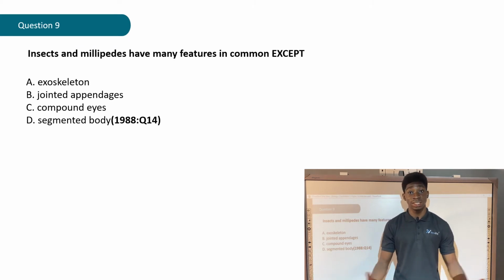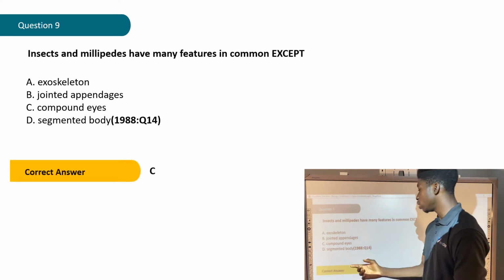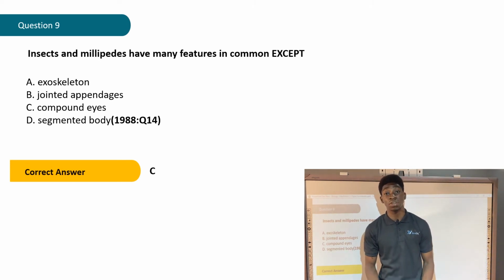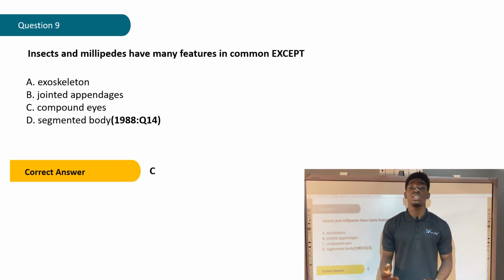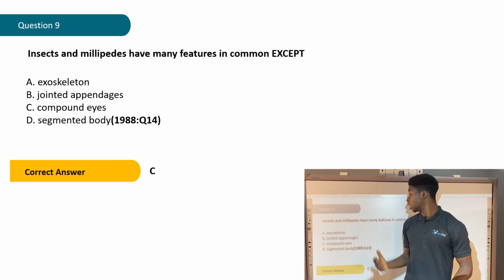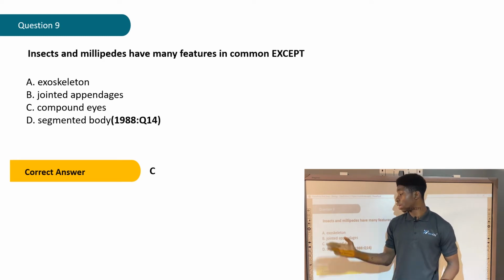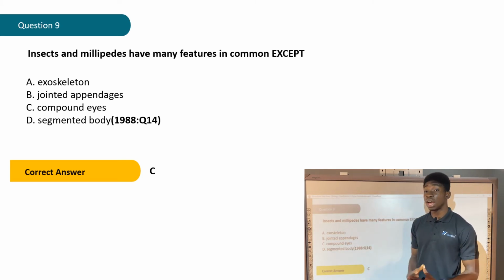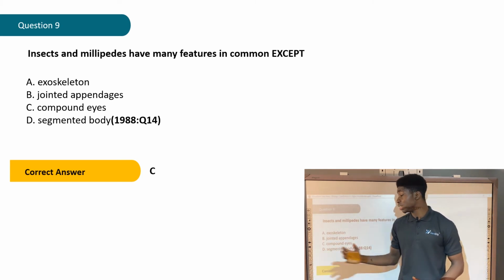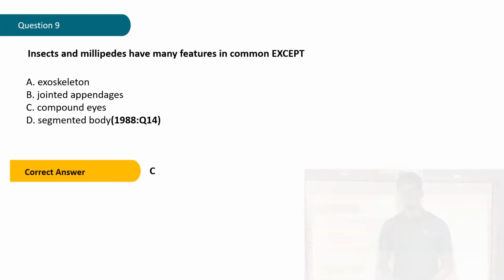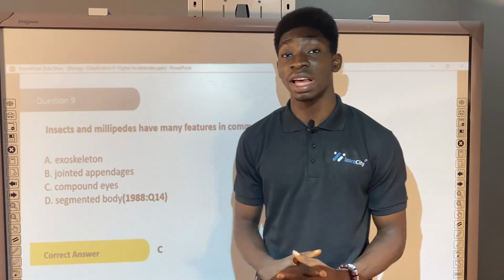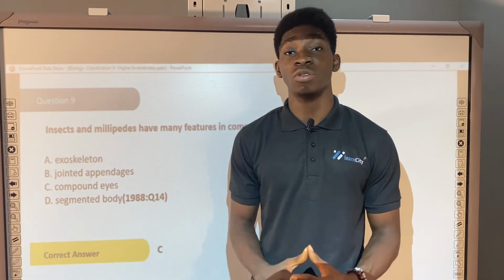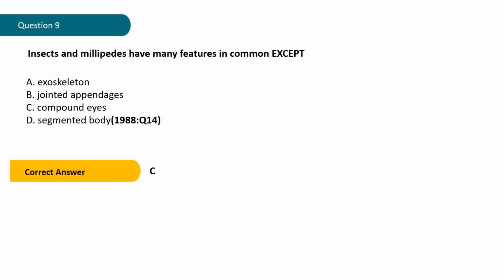Okay, let's see what the correct answer says. The correct answer is C, compound eyes, because that question is simply asking us which features an insect and a millipede have in common. Insects and millipedes both have exoskeleton. Insects and millipedes also both have jointed appendages. Insects and millipedes also have a segmented body. The only thing that insect has that a millipede doesn't have is compound eyes. Correct answer is therefore C, compound eyes.